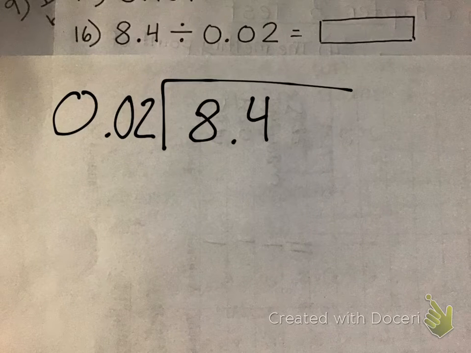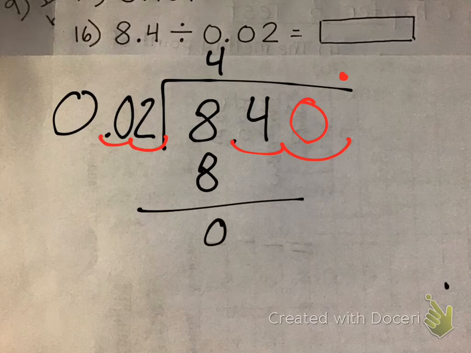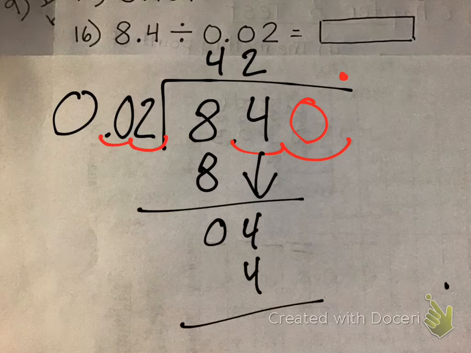Yet again, we need to move our decimals. 1, 2, 1, 2. Our new decimal goes there. This is really easy. How many times does 2 go into 8? Yes, we see 4. That is 8. We bring down our 4. How many times does 2 go into 4? Excellent. 2. It's exactly 4.